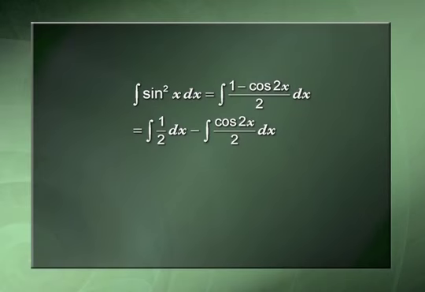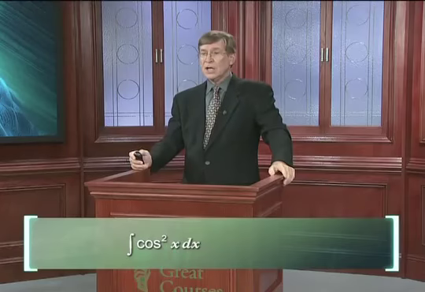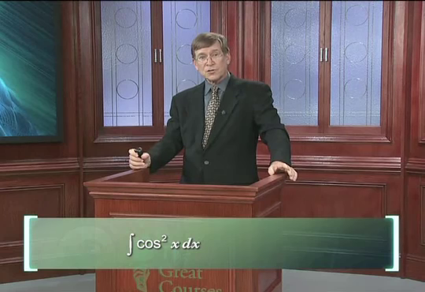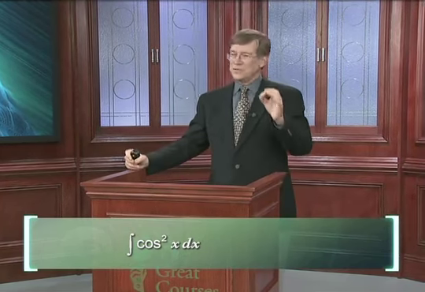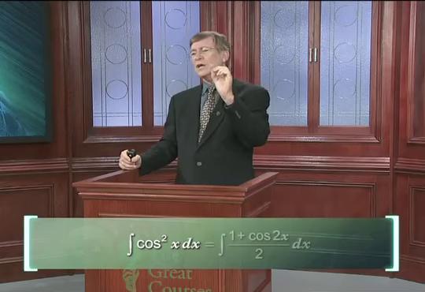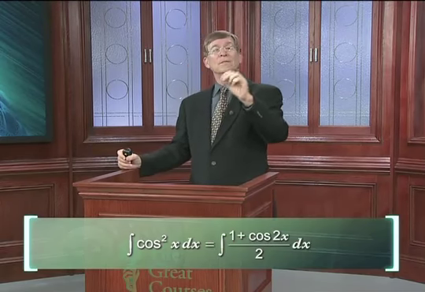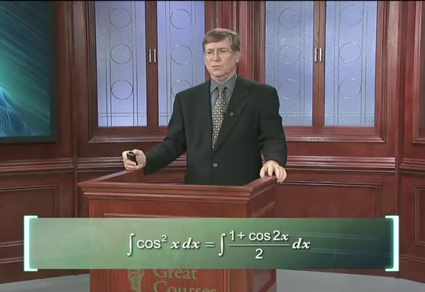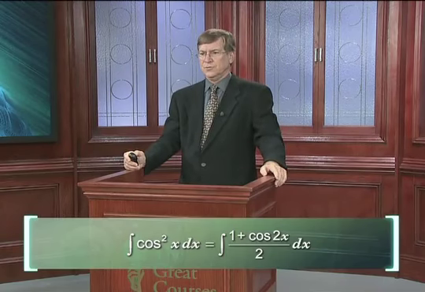It's the integral of 1/2, which turns out to be x over 2, and the integral of cosine 2x over 2, which turns out to be sine 2x over 4. So the final answer is x over 2 minus sine of 2x divided by 4 plus a constant. If you were ever confronted with cosine squared, you would do the same trick, but use the trig identity that cosine squared is 1 plus cosine 2x over 2, and then use substitution.